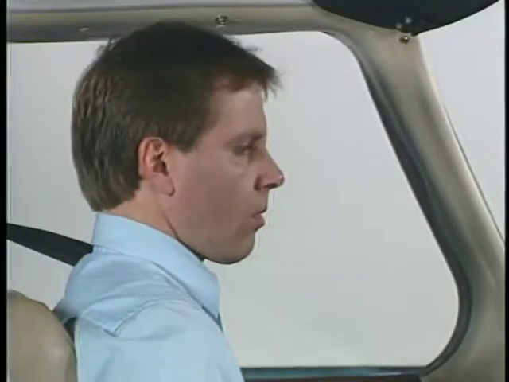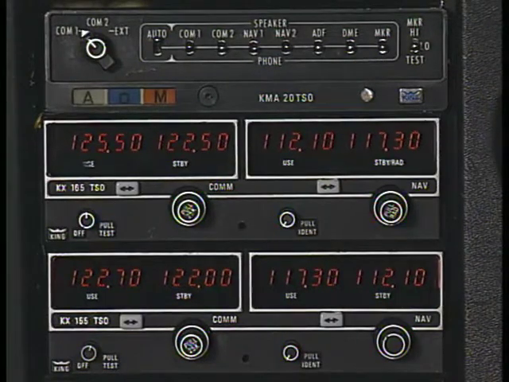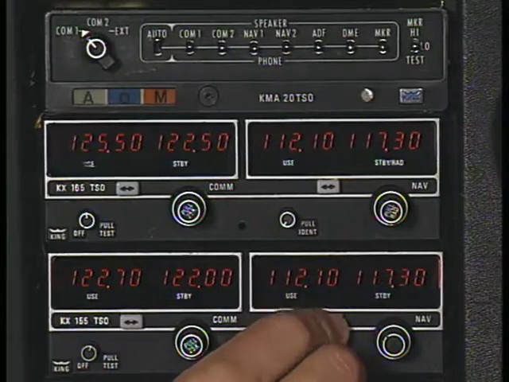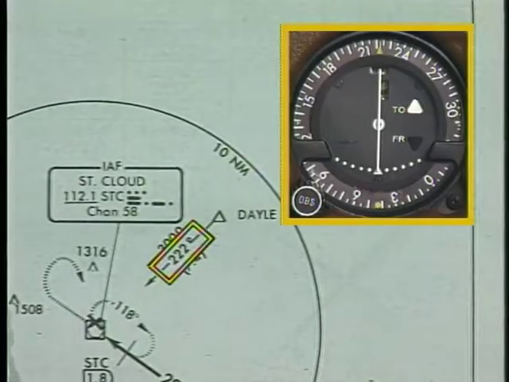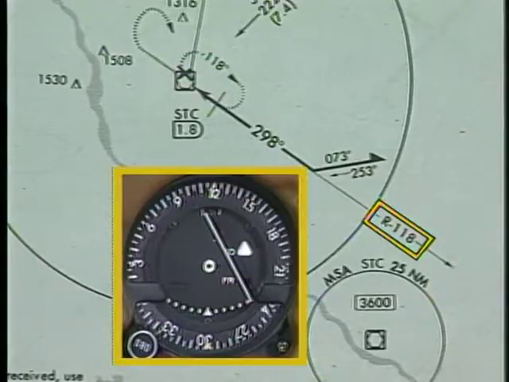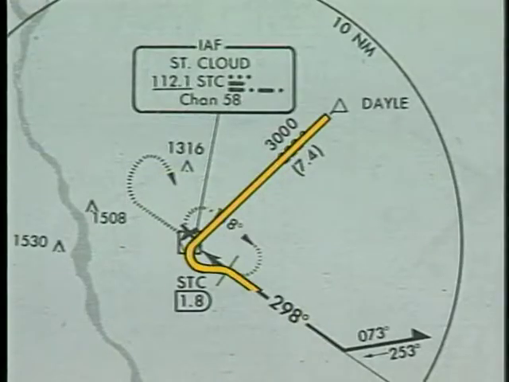Once you're established on the course inbound to St. Cloud, if your aircraft is equipped with dual VOR receivers, set both to the St. Cloud VOR and identify the station. In this example, the number 1 nav is being used to fly to the VOR, and the number 2 receiver is set to the outbound course from the initial approach fix. As you pass over the station, make a left turn to intercept the radial.